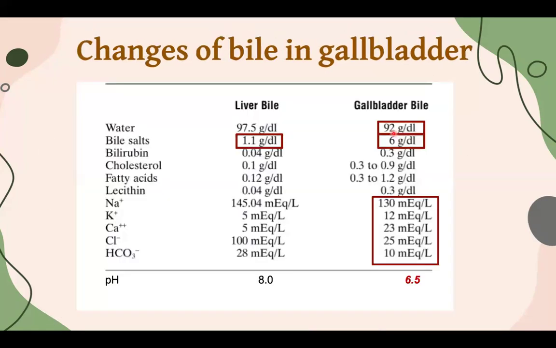Okay, now let's look into differences between liver bile, and we said the hepatocytes secrete bile acid. And then we also have gallbladder bile that makes it more concentrated, right? Because it makes it more concentrated, you can see here that you have less water in gallbladder bile and more bile salts. This means gallbladder bile is more concentrated.